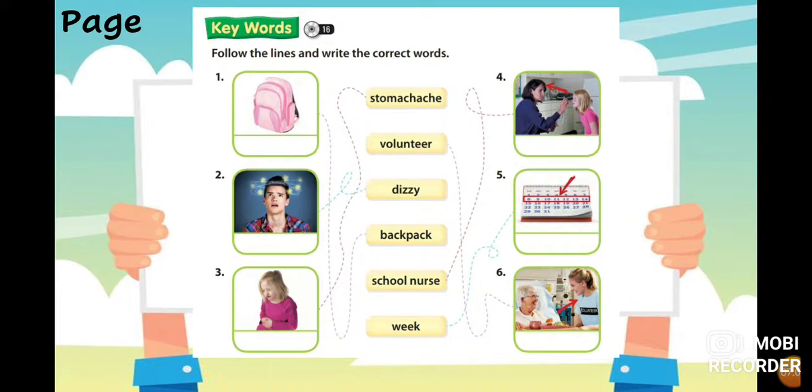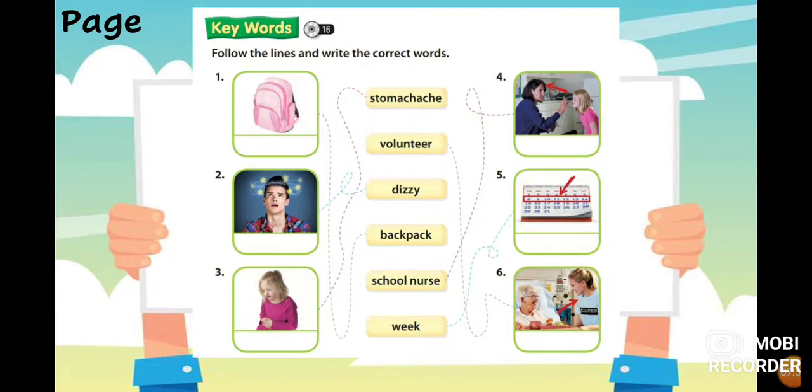Then number two, we have a boy that has a movement in his head, that means he feels dizzy. This is number two, dizzy, mareado. In number three, we have a little girl. Maybe this girl doesn't have enough food at home. For that reason, she has a stomachache. Excellent. Number four, this one is a nurse, but this nurse is in your school, and for that reason we call her a school nurse.